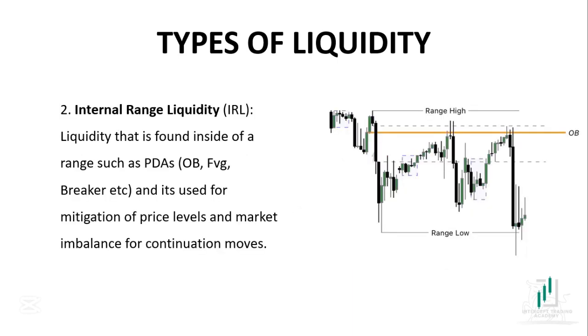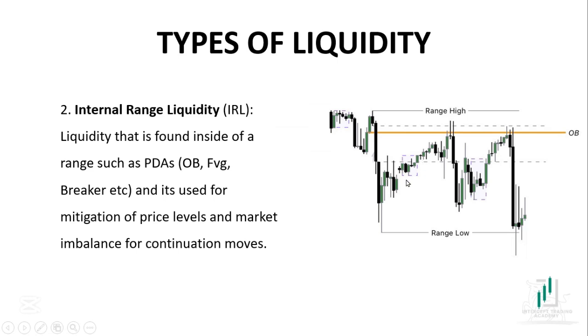Second type of liquidity, internal range liquidity, IRL. This is liquidity that is found inside of a range such as PD arrays, which can be in the form of order blocks or a fair value gap, and it is used to mitigate price levels and market imbalance.